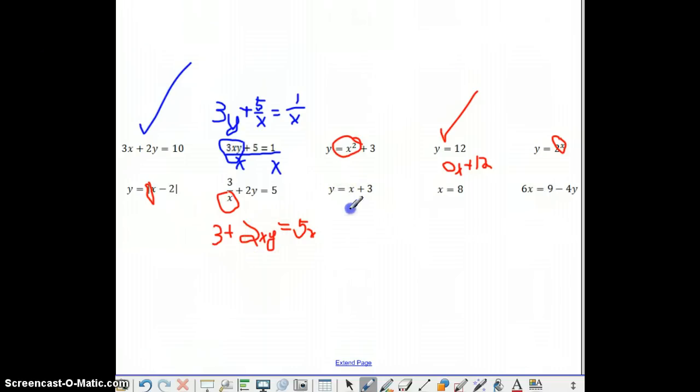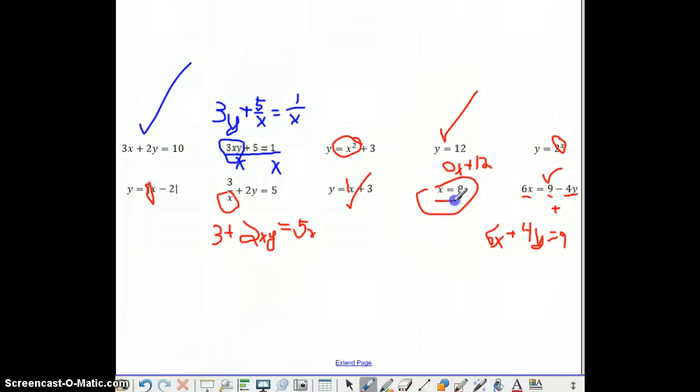Here it's already in the correct format. It's got 1x, but that's okay. This one we're going to come back to. But this one here, it's got the x with a number, the constant, and the y with the number. So this one's good. If you want x and y on the same side, you can add it to both sides. You get 6x plus 4y equals 9. So this works no matter what.